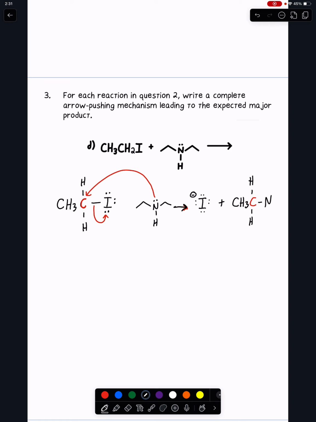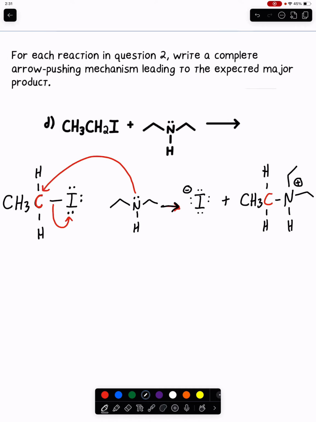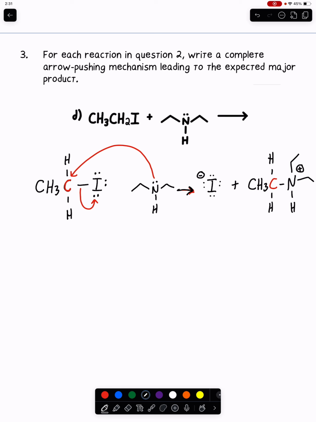And now there's a bond between that nitrogen and that carbon. There's also still an ethyl group here and an ethyl group there, and that nitrogen had a hydrogen on it. So now that nitrogen actually has a positive charge because it doesn't have that electron anymore. It's being used in the bond. So we could say that this is the major product.